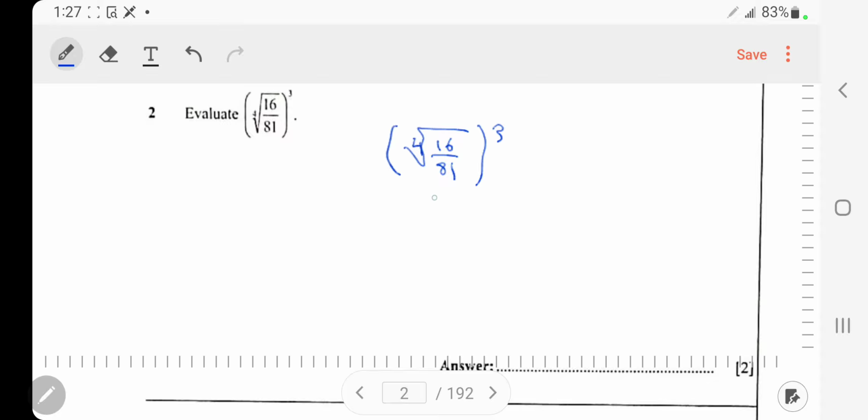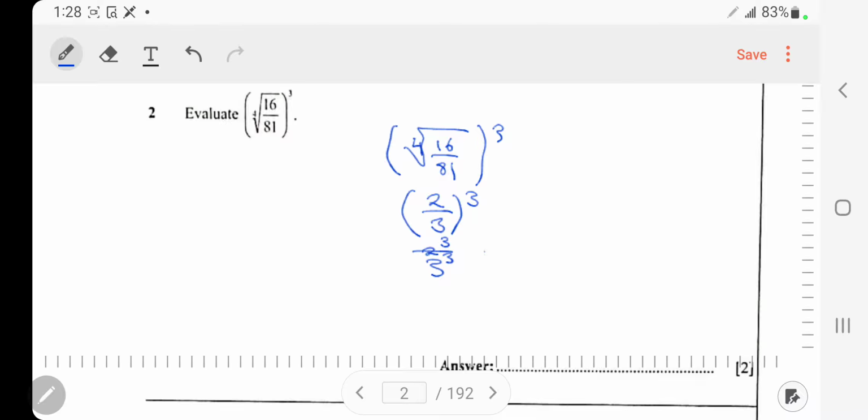So the fourth root of 16, you will realize, is 2. The fourth root of 81 is 3. When you multiply 3 four times, it will give you 81. Then we have the power of 3. So now, after doing that, we are going to raise. We know that this power distributes, or this is the same as 2 raised to the power 3 over 3 raised to the power 3.